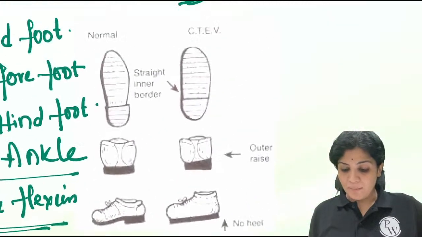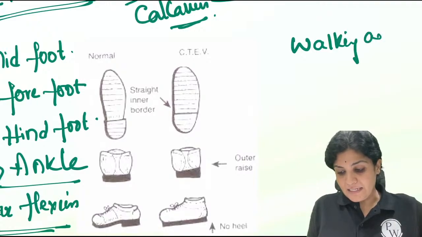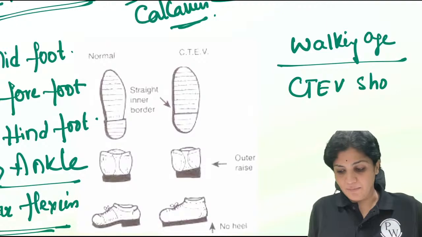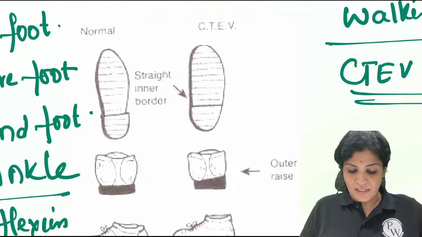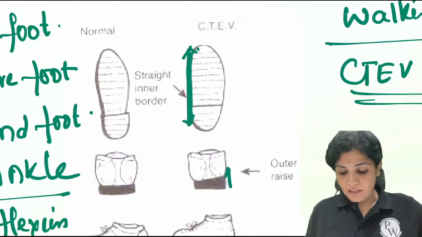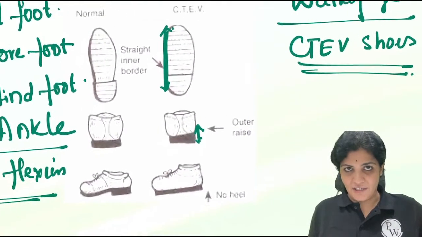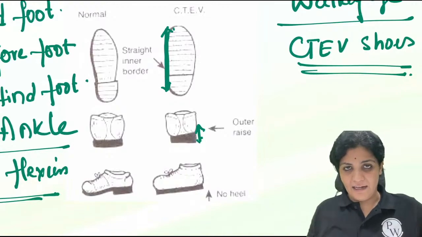And what is this? Once the baby attains the walking age, then we prescribe these CTEV shoes. So the importance of the shoes is you can see that there is a straight border here. So on the inner side there will be a straight border and there is an outer raise. So why is the inner side a straight border? To avoid the cavus and adduction.